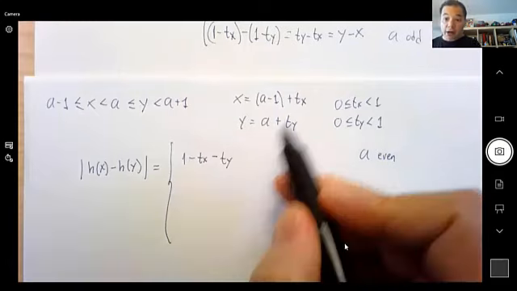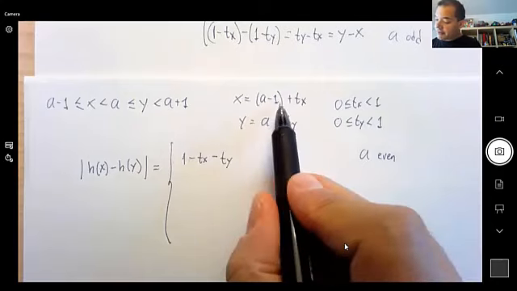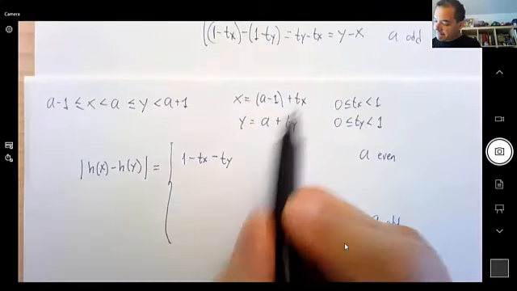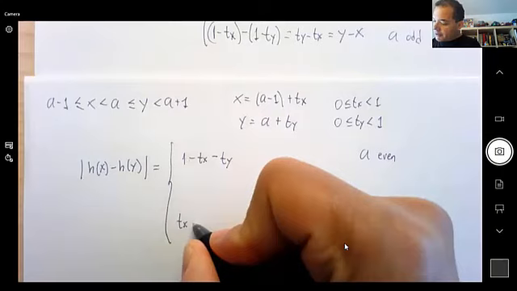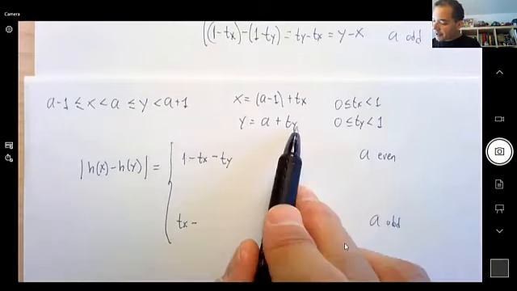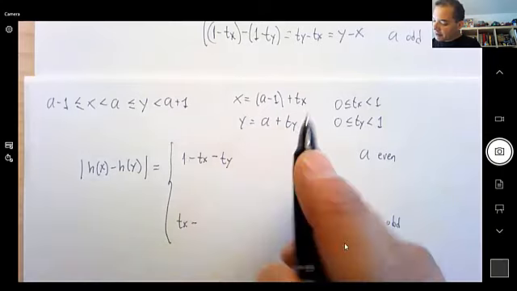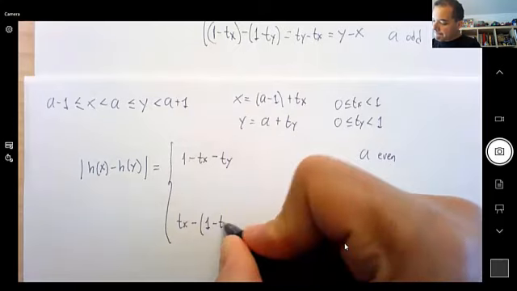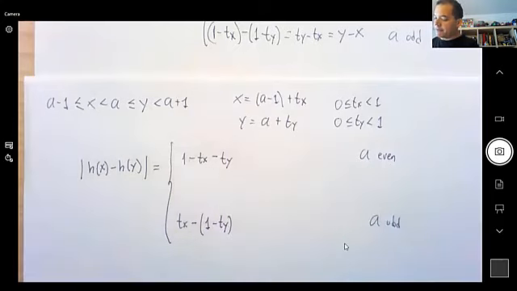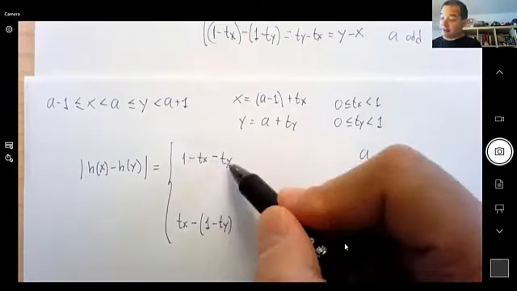When a is odd, a minus 1 is even. So then h of x is just t_x. And h of y, this guy is odd, so h of y is 1 minus t_y. Okay? All right. And now it's just a matter of substituting the t_x and the t_y to get it back to x and y. All right?